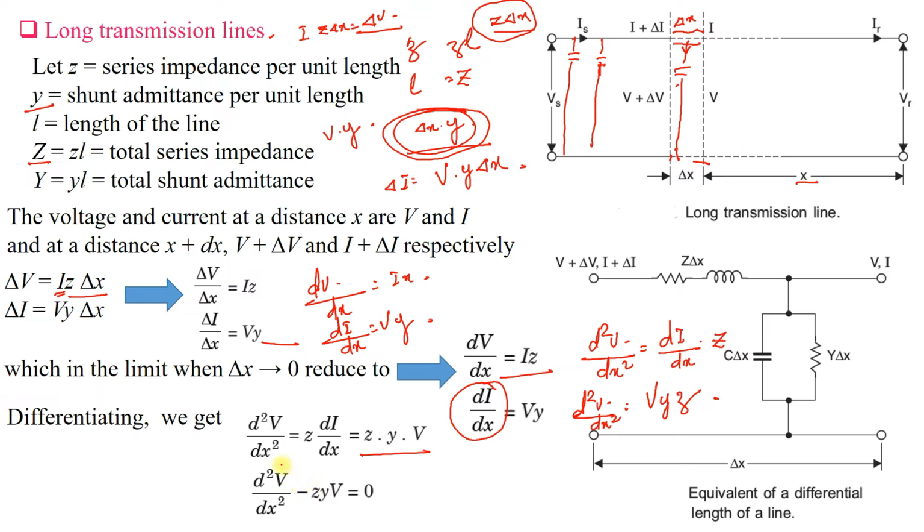Now if you solve this differential equation, d square V by dx square is equal to Vzy. So the resulting differential equation will be d square V by dx square minus Vyz equal to 0. Here the variable is V, so it can be written in operator form: capital D square minus zy into V is equal to 0. This is an operator, D square minus zy of V is equal to 0.